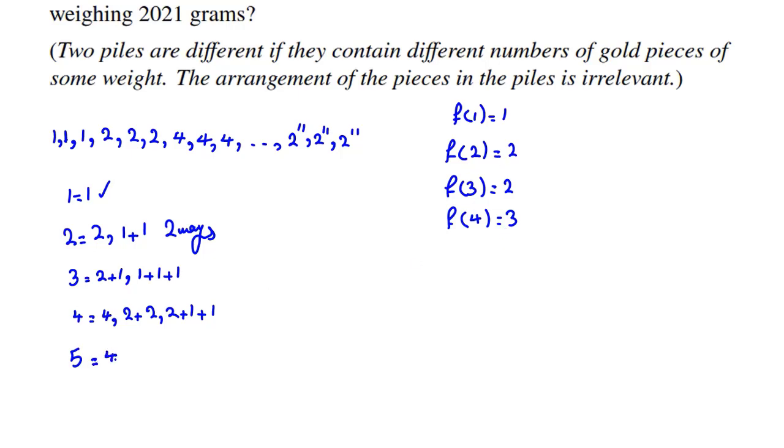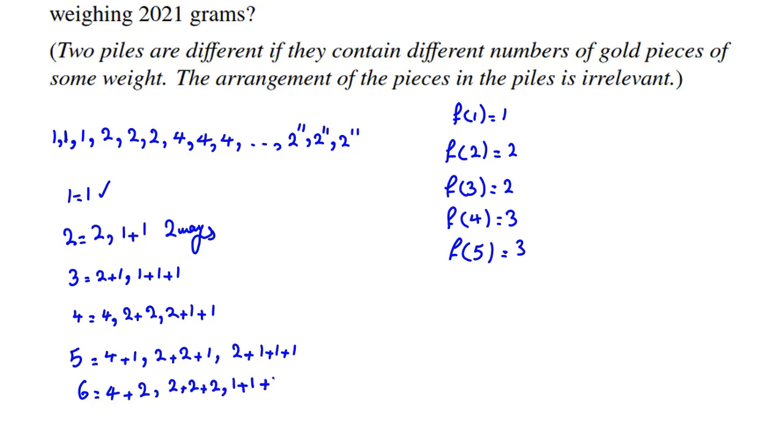Let's check. 5 is 4 plus 1. Instead of 4, you can write 2 plus 2 plus 1. Instead of 2, you can write 1 plus 1 plus 1. So we have 3 ways. F of 5 is 3. We guess that the next one should be 4. Let's see, 6. 6 is 4 plus 2. Instead of 4, you can write 2 plus 2 plus 2. Instead of 2, you can write 1 plus 1 plus 2 plus 2. And here also, instead of 4, we can write 4 plus 1 plus 1. So 1, 2, 3, 4. So f of 6 is 4.